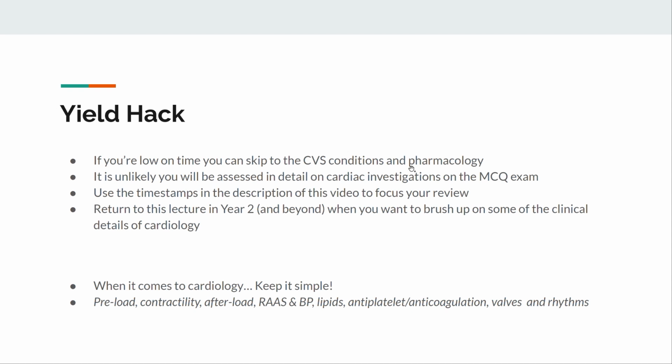And my advice is cardiology is the most simple, complex specialty, in the sense that it's complex because obviously it's hard to be a cardiologist, but it's simple in the sense that the heart is a pump. And all you really need to understand is preload, contractility, afterload, the RAS system, and then a bit about lipids and blood clots, and then valves and rhythms. If you put all that together, you actually can understand everything in cardiology.